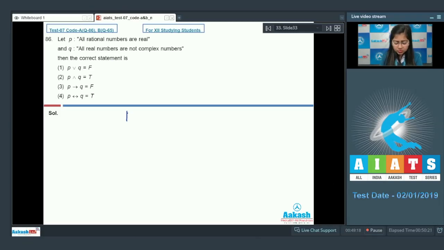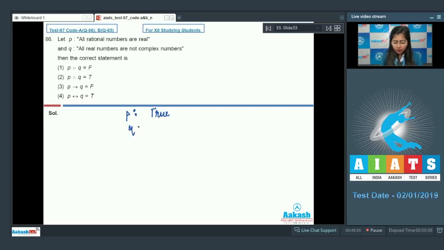Let us firstly talk about statement P. Here it says that all rational numbers are real, which is true. Any rational number is of the form p by q and all the rational numbers are real, right? So statement P is true.